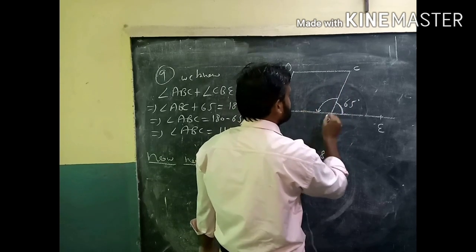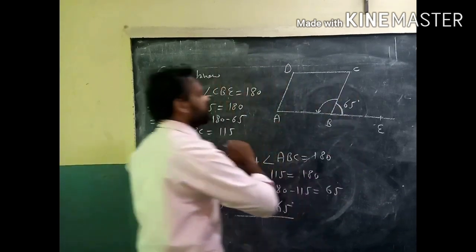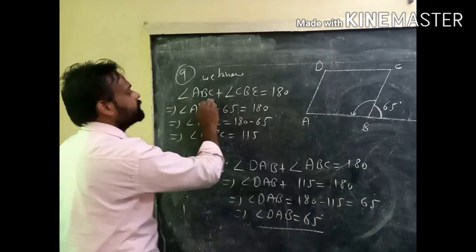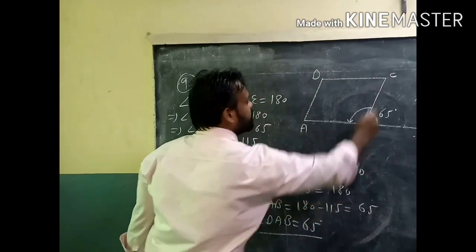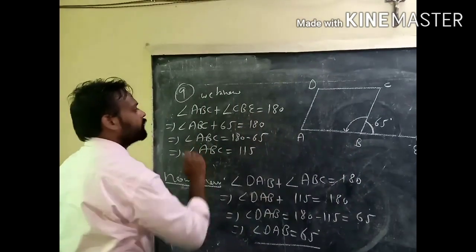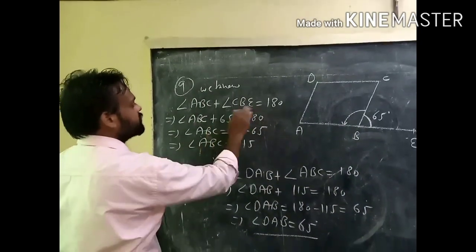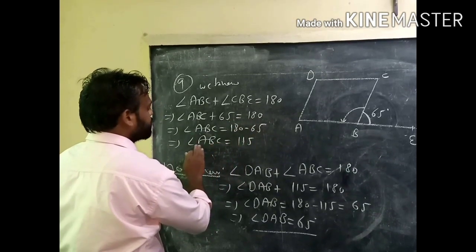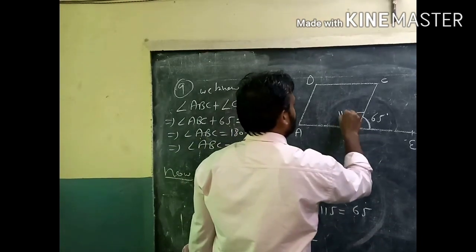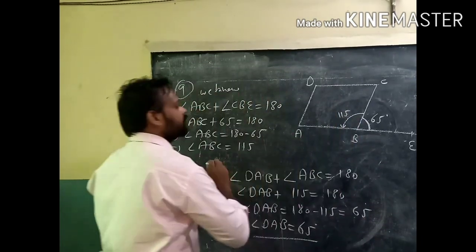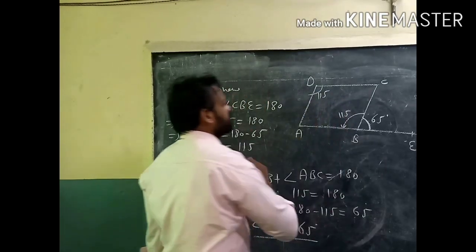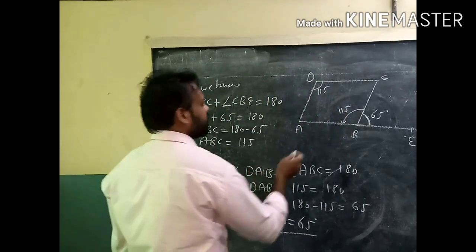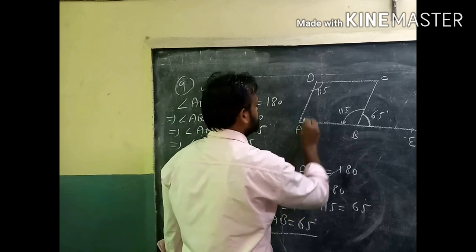So with the help of this condition, first of all we can find this angle ABC. We know that the sum of a linear pair is equal to 180, so angle ABC plus angle CBE is equal to 180. ABC remains as it is, plus 65 is equal to 180, then ABC is equal to 180 minus 65, so ABC is equal to 115. Because opposite angles of a parallelogram are always equal, we found the value of this B and this D. Now with the help of these two angles we can find this angle A also.